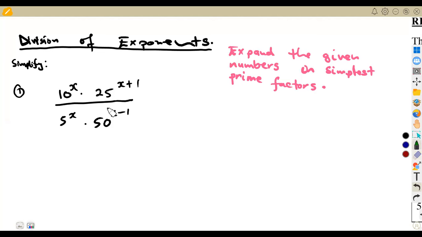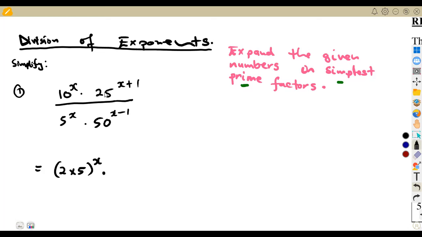Let's start with 10, expressed in simplest prime factors. 10 is the same as what? 2 times 5. These are the only numbers that we have in 10. 2 is a prime number and 5 is also a prime number. So 10 can be written as 2 times 5, but everything is being raised to the exponent of x.